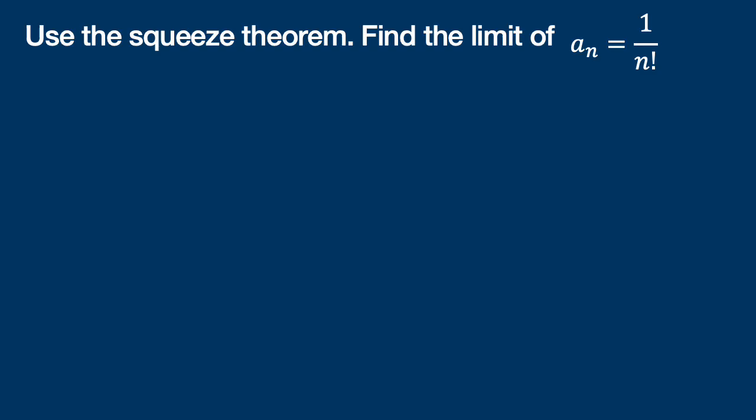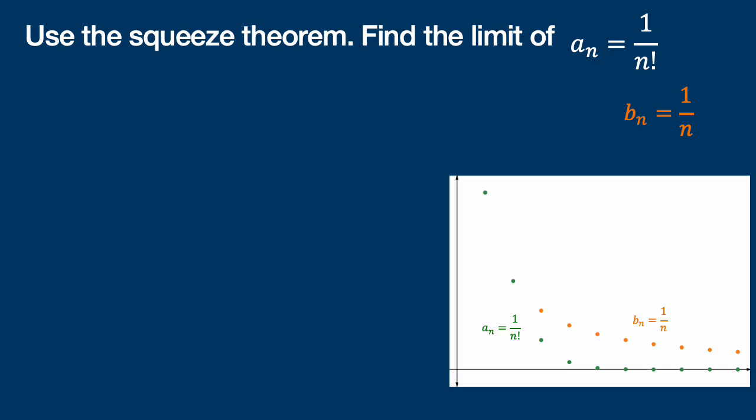Let's use the squeeze theorem to find the limit of 1 over n factorial. So let's find the value of each term and compare with another sequence. Let Bn be another sequence to compare to An, which is 1 over n factorial; Bn is 1 over n. I already gave the sketch of the two sequences. Let's find them one by one.